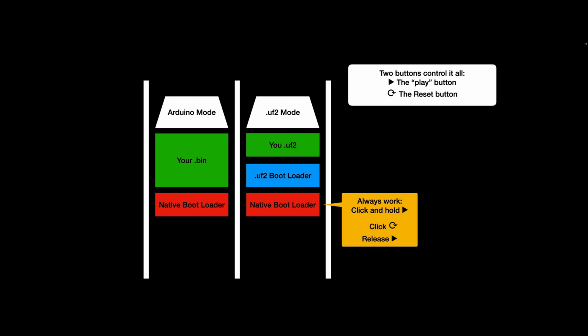So when you want to use the native bootloader, the way you do it is you click on the play button and hold it down, and then you give a short click on the reset button, and then you release the play button, and then it's in native bootloader mode. And you know that because the LED is steady red on your core. So you will see a steady red LED.